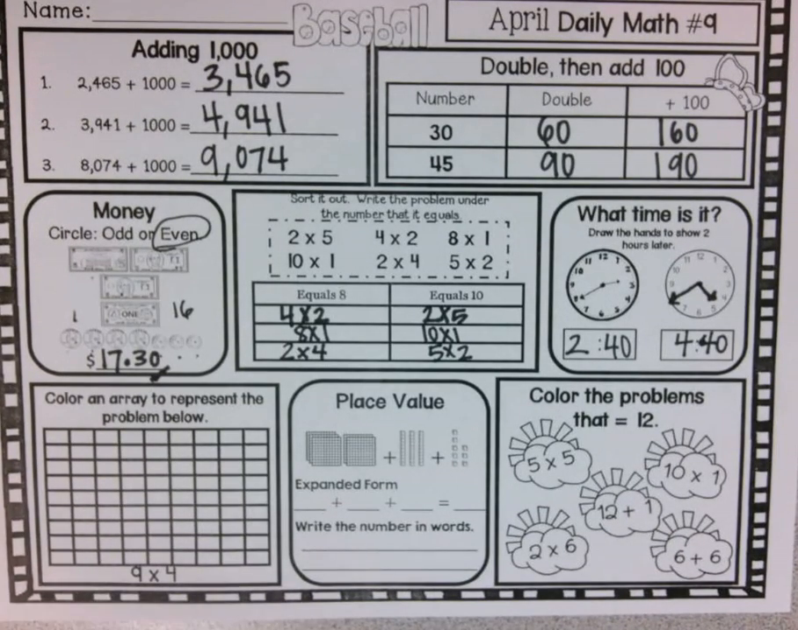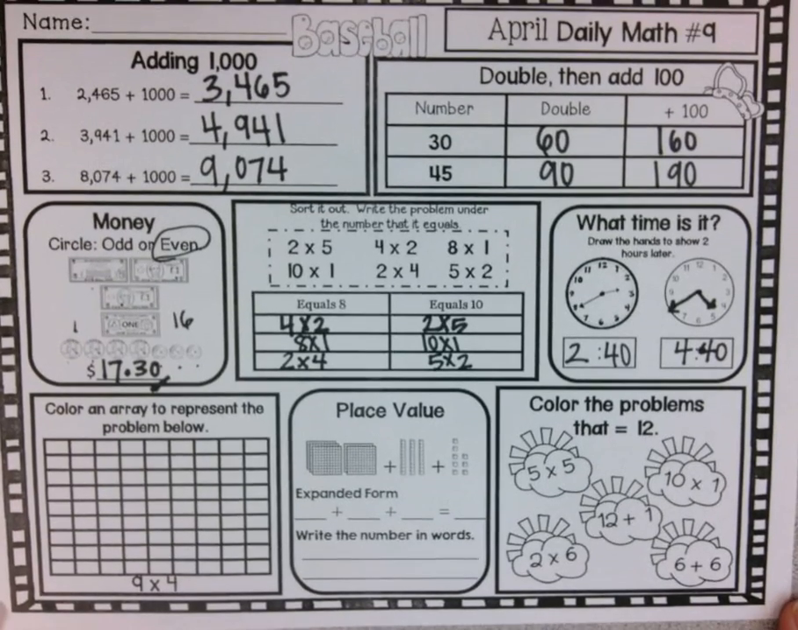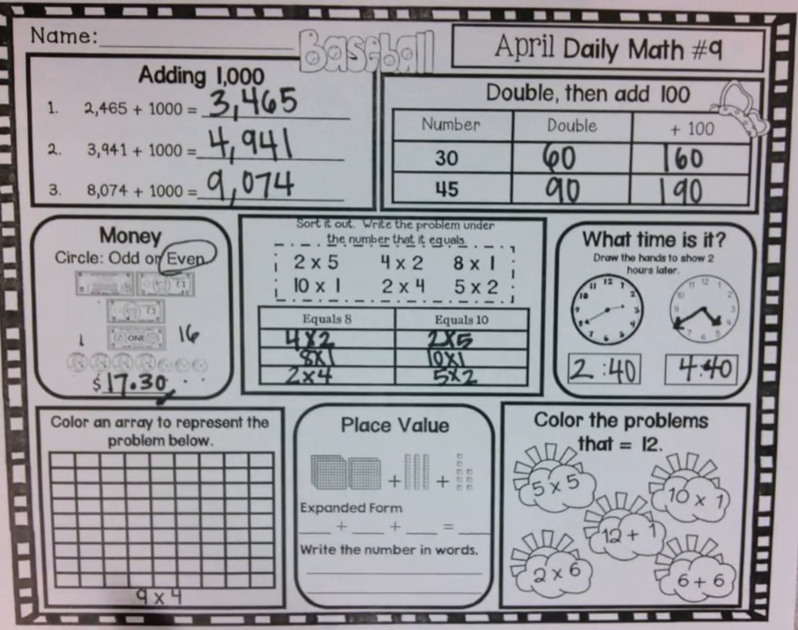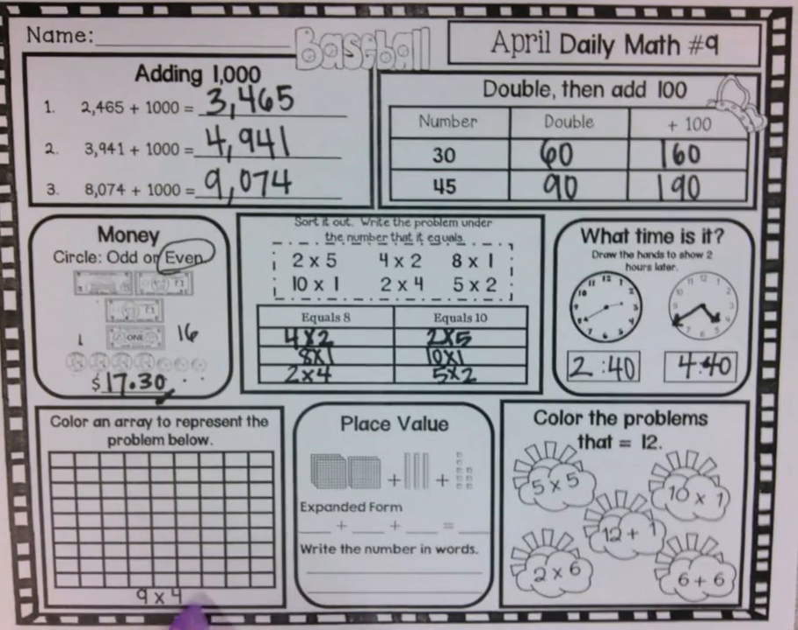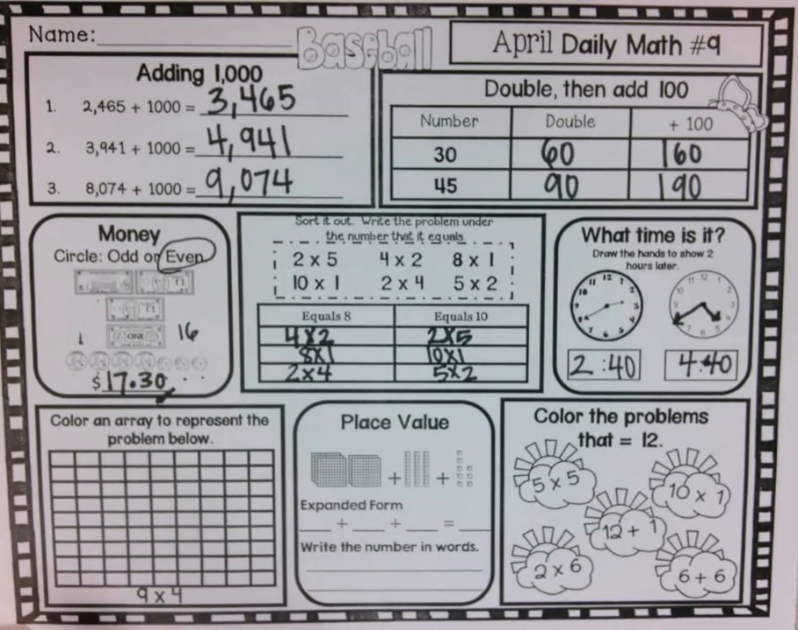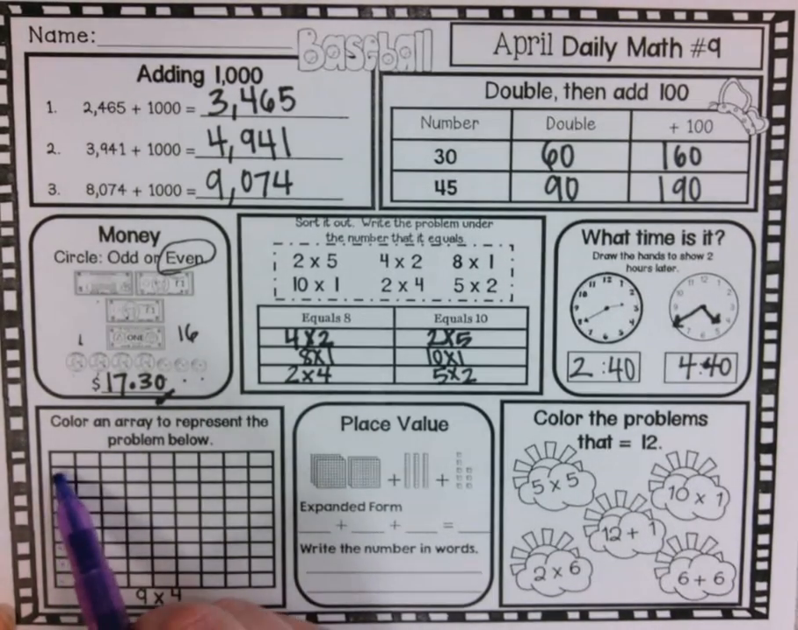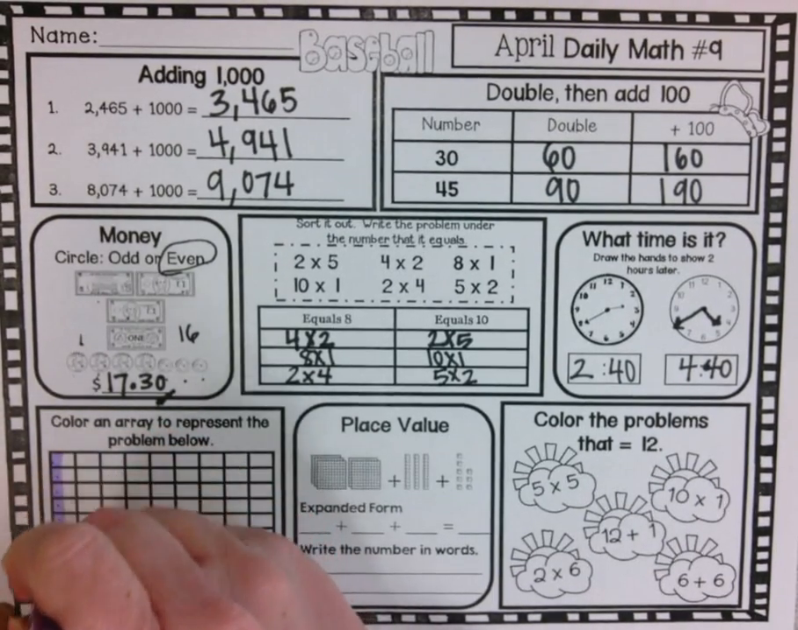All right, color an array to represent the problem below. So we're going to color in this array. 9 by 4. Now, Mrs. Johnson likes to do the first number up and down and the second number across. So we're going to go 9, up and down 9. 1, 2, 3, 4, 5, 6, 7, 8, 9. All the way to the top.